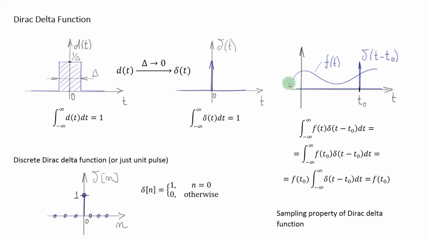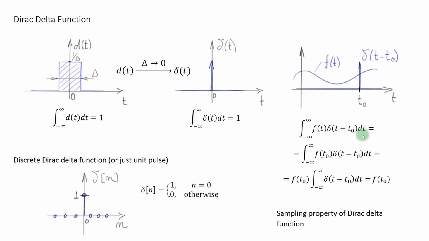Another thing that we will use quite a bit is the so-called sampling property of the Dirac delta function. It's quite simple, so I will show it to you right now and you will be ready for it. Okay, so let's have some function f of t and let's have a Dirac delta function which is shifted to the time t0. And now let's multiply that function f of t by that shifted Dirac delta function, and let's take the integral of this expression.